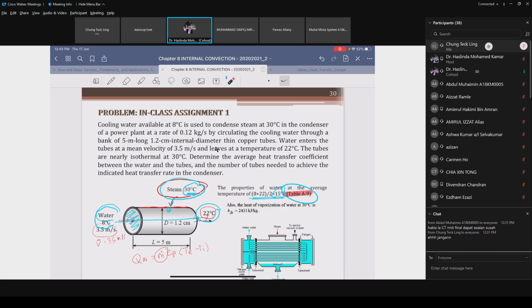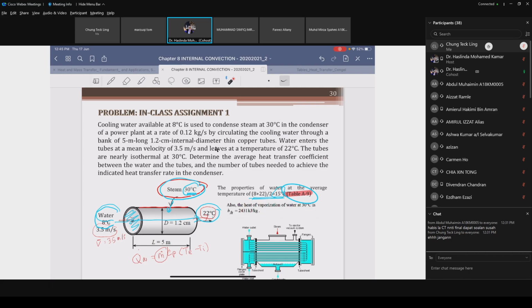Yang itu tak penting because all the parameters dia dah given. Dia dah bagi kat kita. So kalau kita lihat dekat sini, dia nak tahu determine the average heat transfer coefficient, dah settle, dan the number of tubes. Apa yang you calculate just now is only for a single unit of tube.